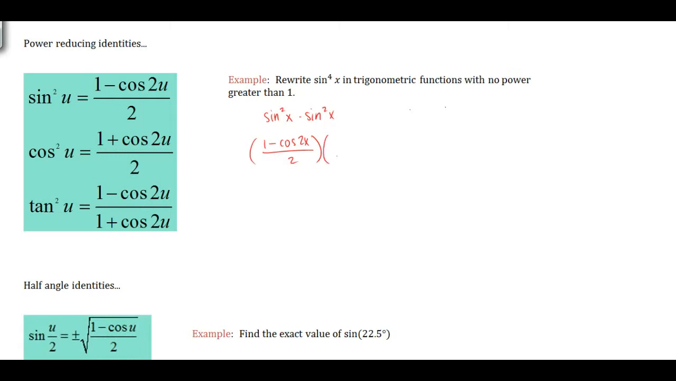Now the whole goal, by the way, I probably should have mentioned what I'm doing here, is that they want me to get this with no powers greater than 1. So sometimes a kid will say, well then wait, can't we just do sine x times sine x times sine x times sine x? Those are all powers less than 1, finished. Well, no, because that would all get multiplied back together and just get you right back to sine to the 4th.